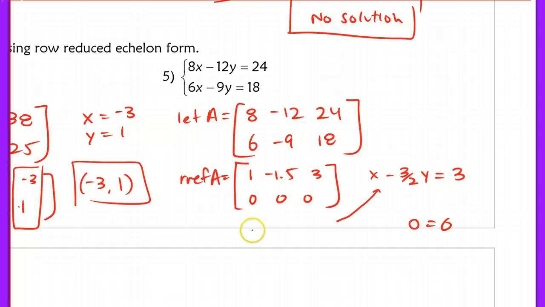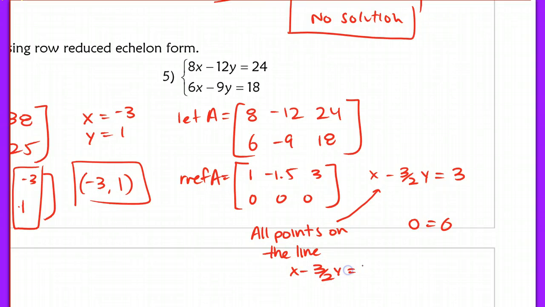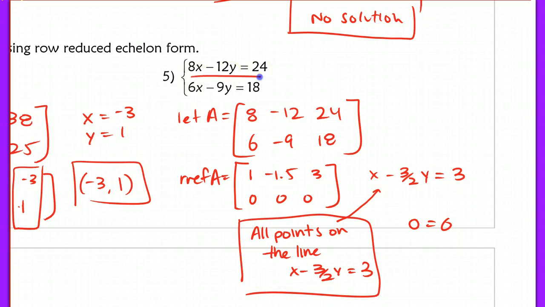So this is infinite solutions for all points on the line x minus 3 halves y equals 3. Okay? And you could also use any of these two lines as well, because those are all equivalent to x minus 3 halves y equals 3. But that's how you would read each solution.